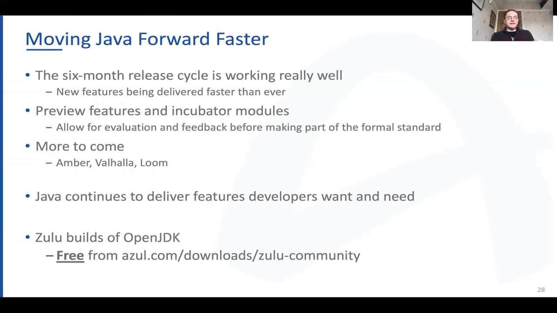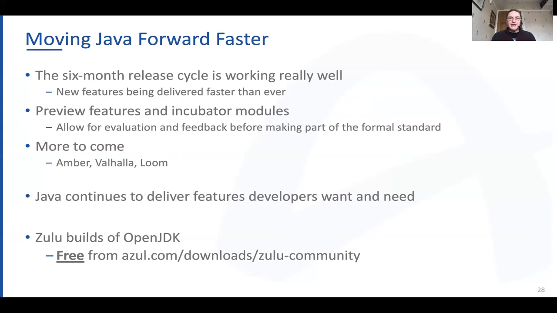Just to summarize then, basically, we are moving Java forward faster. I think the 6-month release cycle is working really well, getting lots of new little language features, tidying up things, simplifying a lot of syntax, really good stuff. Preview features and incubator modules are working really well in terms of allowing those features to be developed in the open so people can provide feedback. Lots more to come.